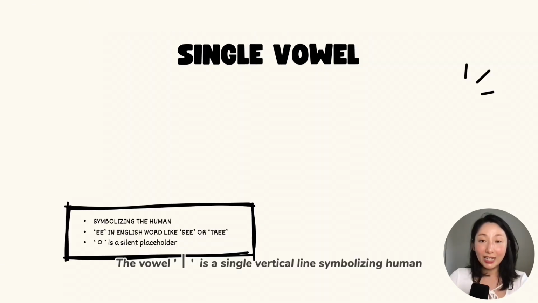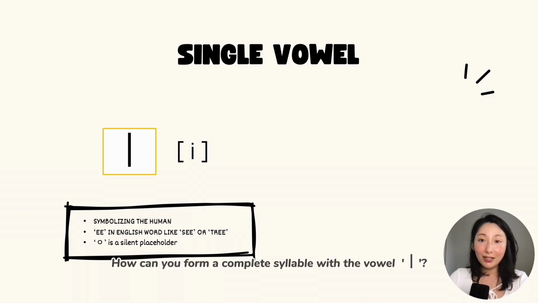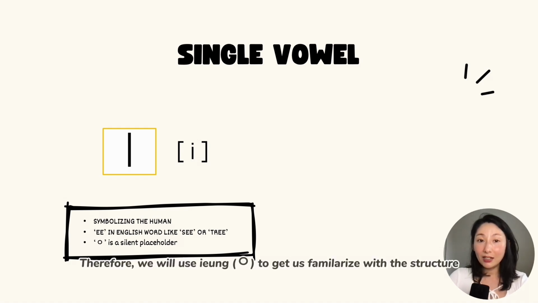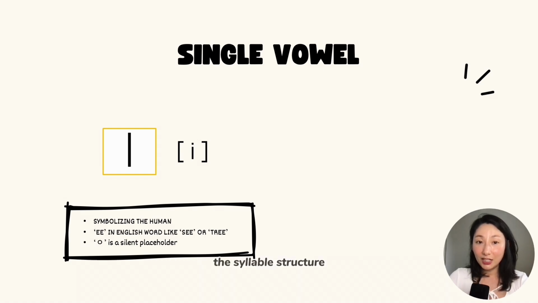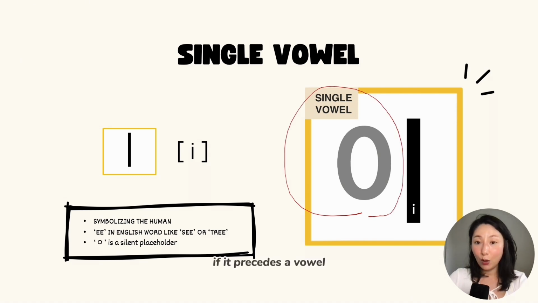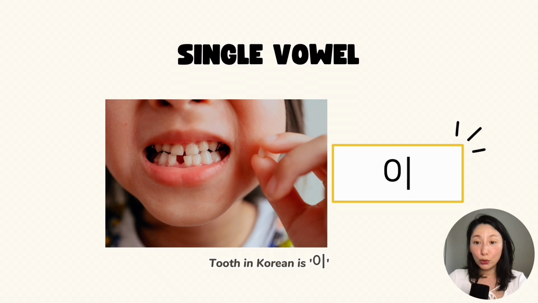The vowel E is a single vertical line symbolizing human. It shares its sound with the E in English words like sea or tree. How can you form a complete syllable with the vowel E? When writing a syllable in Hangul, the consonant always comes first. Therefore, we will use iung to get familiarized with the syllable structure. Here, iung acts as a silent placeholder if it precedes a vowel. Listen to the vowel e, e. Tooth in Korean is e, e.